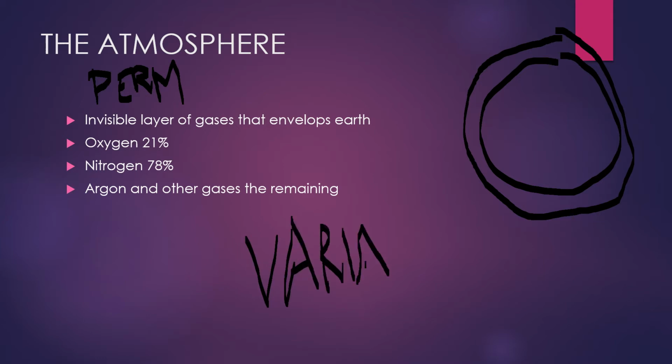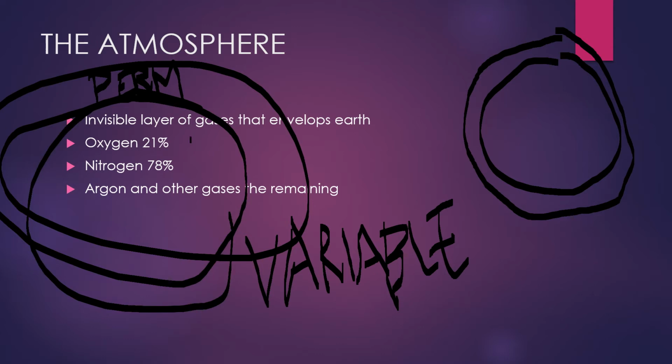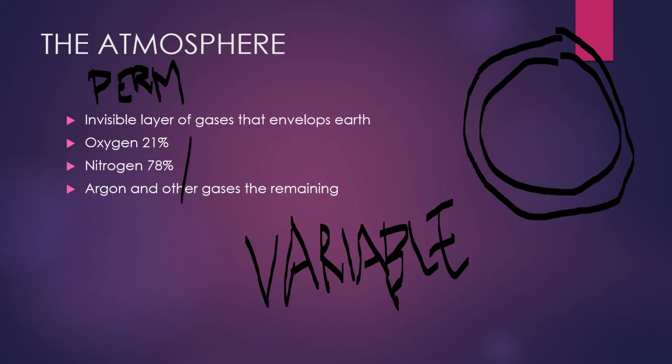Your permanent gases are not going to have much influence on weather and climate. Why? Because no matter where you go, what year, what day of the year, what season, what latitude, doesn't matter what or where you're at, you're always going to have these gases and this percentage. Always. That's why they are permanent gases, okay?